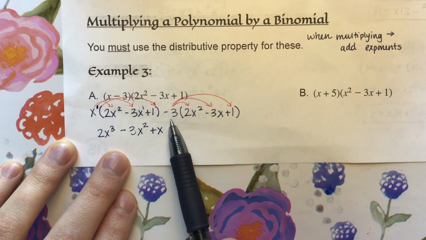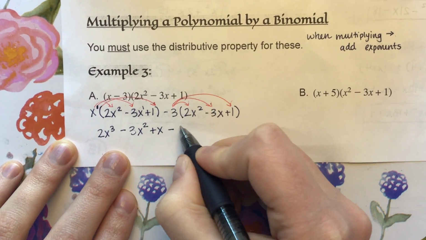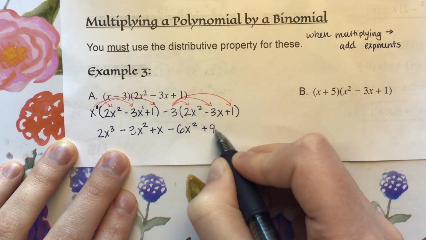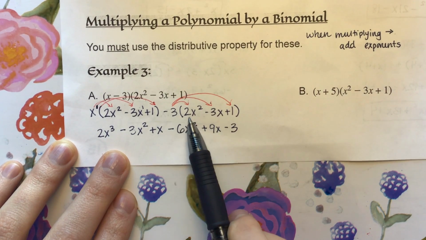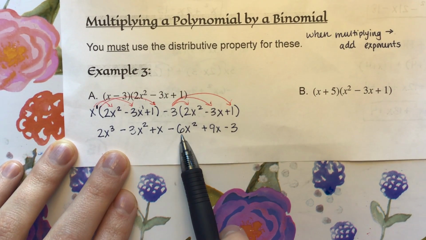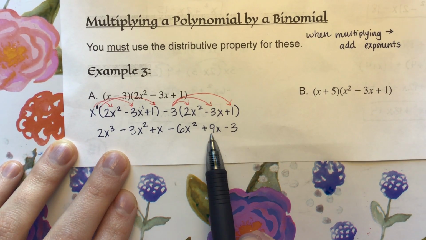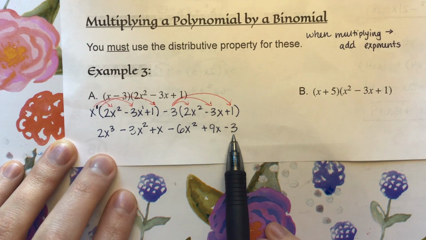Now I'm taking this negative 3 and distributing it across the parentheses. So this is going to be minus 6x squared plus 9x minus 3. Negative 3 times 2x is negative 6x squared. Negative 3 times negative 3x is positive 9x, because a negative times a negative is a positive. And then negative 3 times 1 is negative 3.